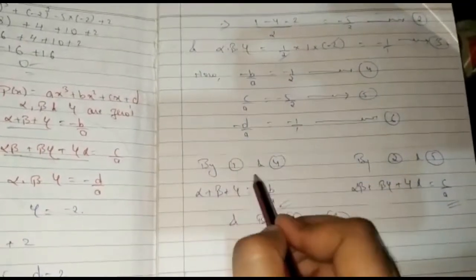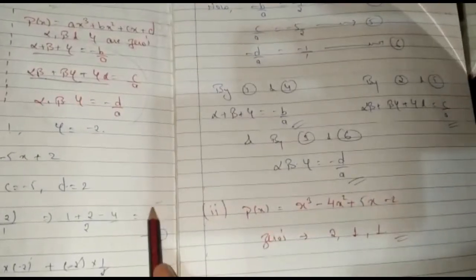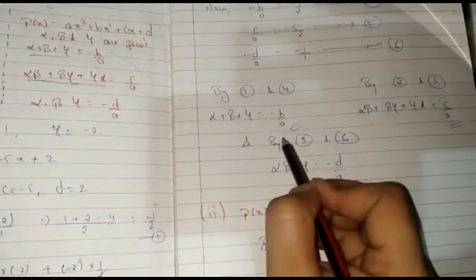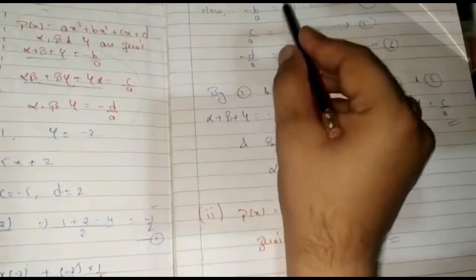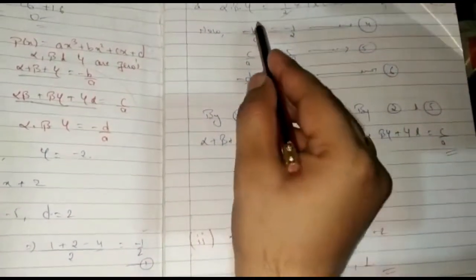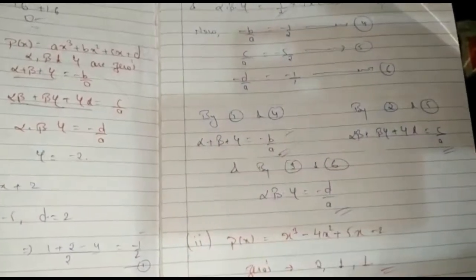Now comparing the first and fourth. Equation first is minus 1 by 2. So alpha plus beta plus gamma will be equal to minus 1 by 2, that will be equal to minus b by a. So this relation is also verified.